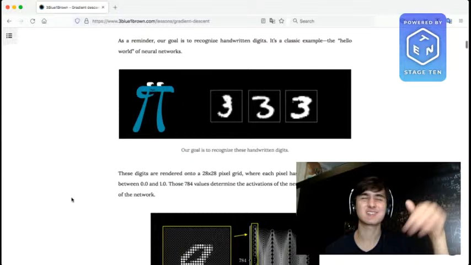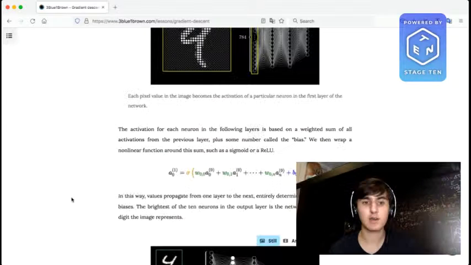These digits are rendered onto the grid, right? Each pixel has some value between 0 and 1, black through white. 784 values determine the activations of the neurons in the input layer. The activation for each neuron is based on a weighted sum of all activations from the previous layer plus some number called the bias. We then wrap a nonlinear function around the sum, such as a sigmoid or a ReLU, and we did a sigmoid. In this way, values propagate from one layer to the next, entirely determined by weights and biases.